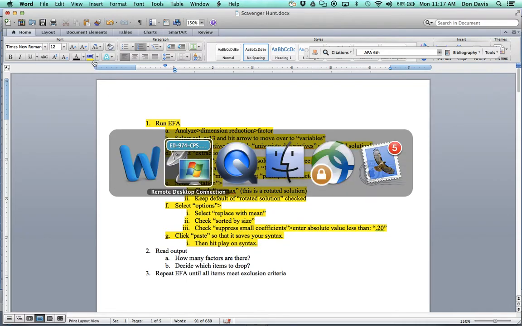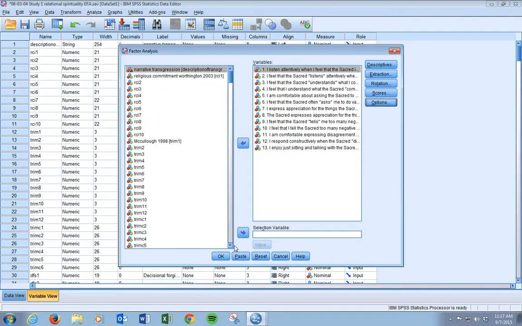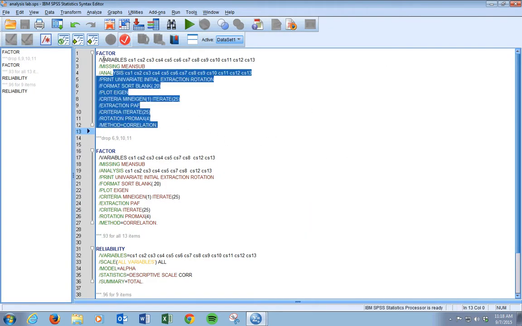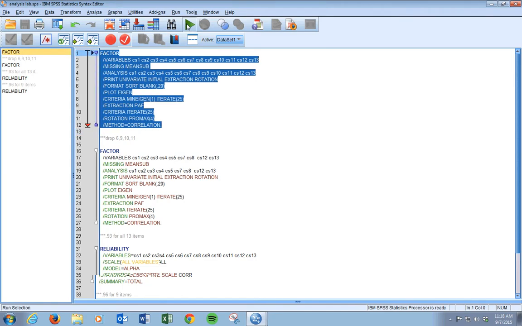That saves our syntax as opposed to actually running it, and that lets us put things back together later. So I've already put the syntax together, so I'm not going to hit it now. Okay, so I'm going to run this initial set on all the items.